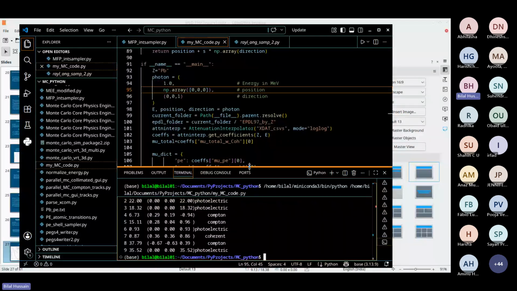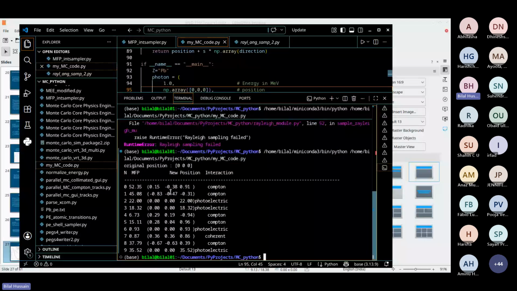So this is for 6 MeV. First I'll show you that. I'll go for the other one. Now here, in the first sampling, I got a mean free path of 52, which is actually very high because of 6 MeV. Okay. Now, is this 1 MeV? Sorry.